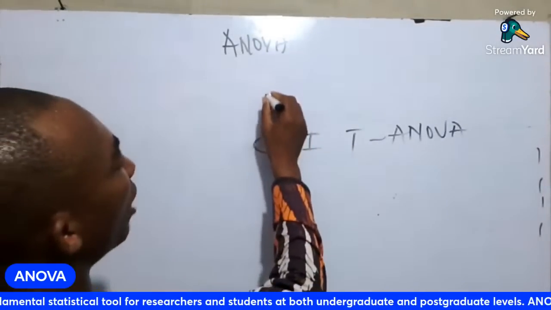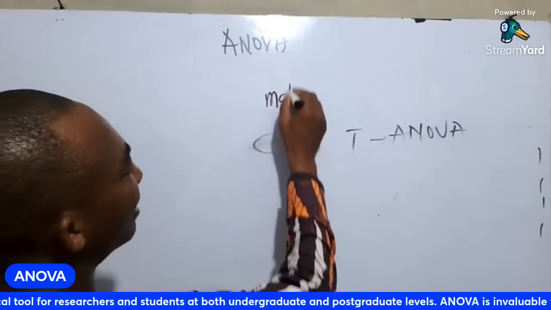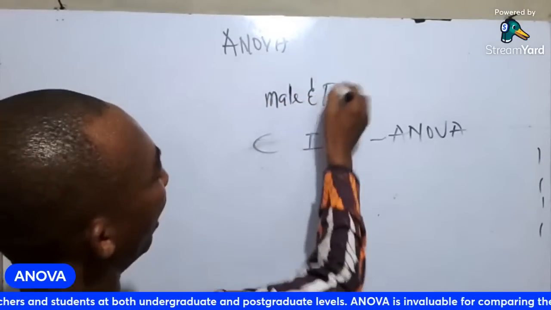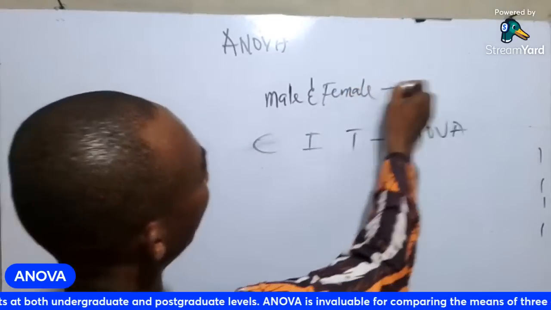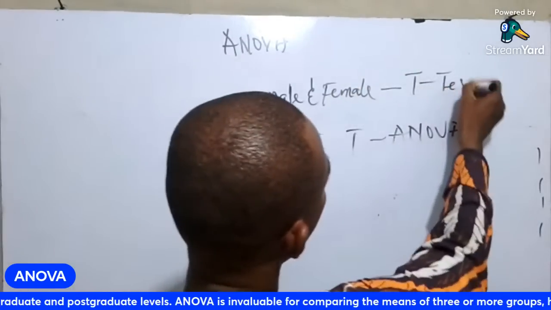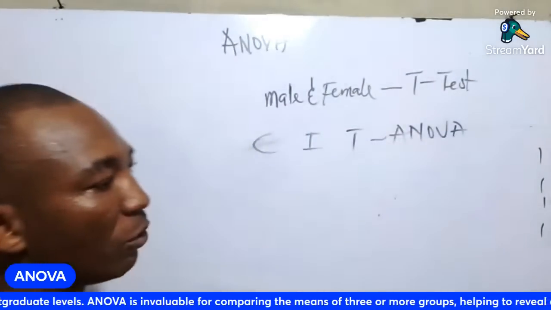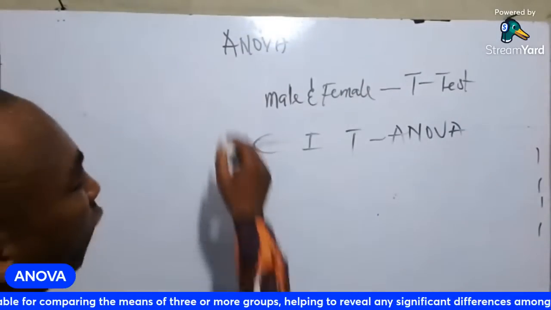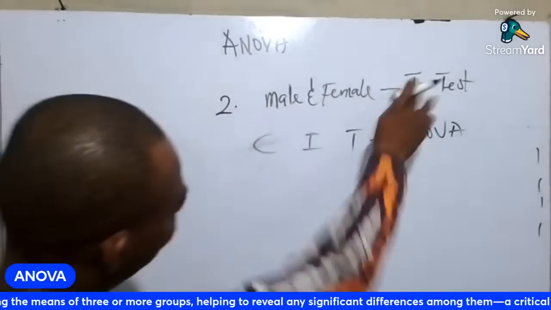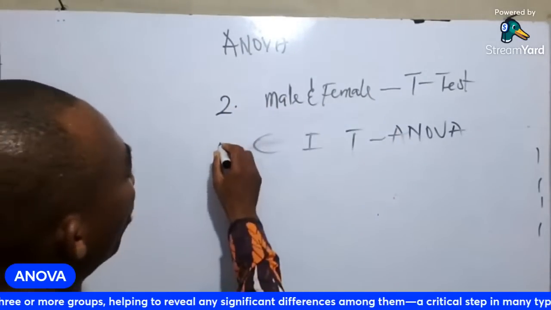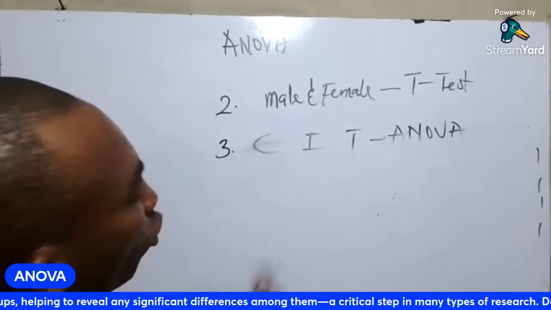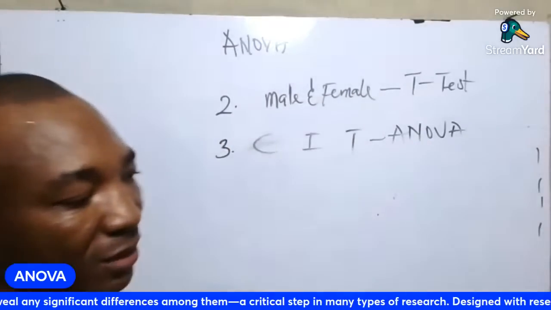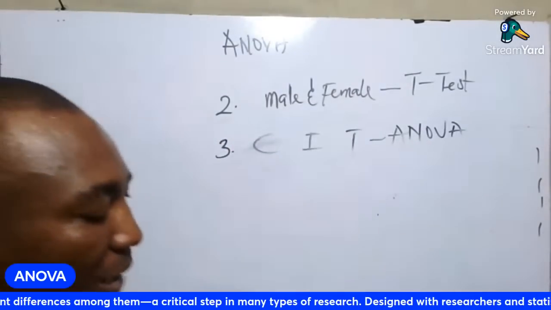But if it is just gender, that is male and female, in this case you make use of the t-test. I will repeat myself. When you are looking at a sample mean of 2, you use the t-test. But if the sample mean is already 3, you make use of analysis of variance. That's the essence of why we are using analysis of variance.